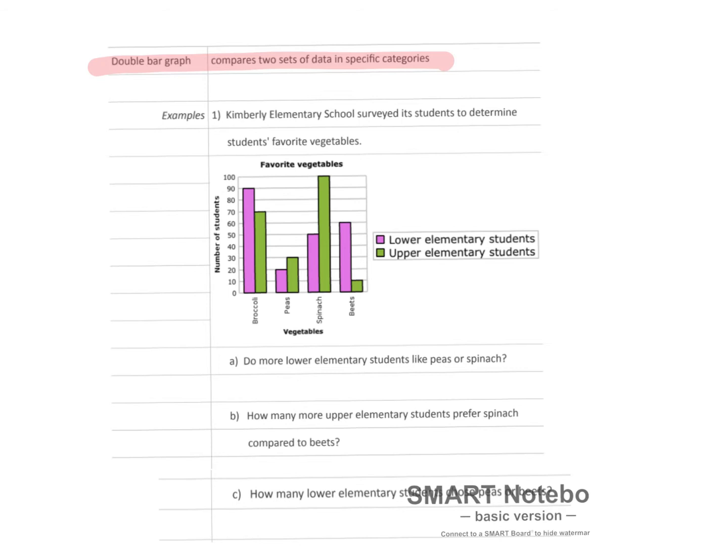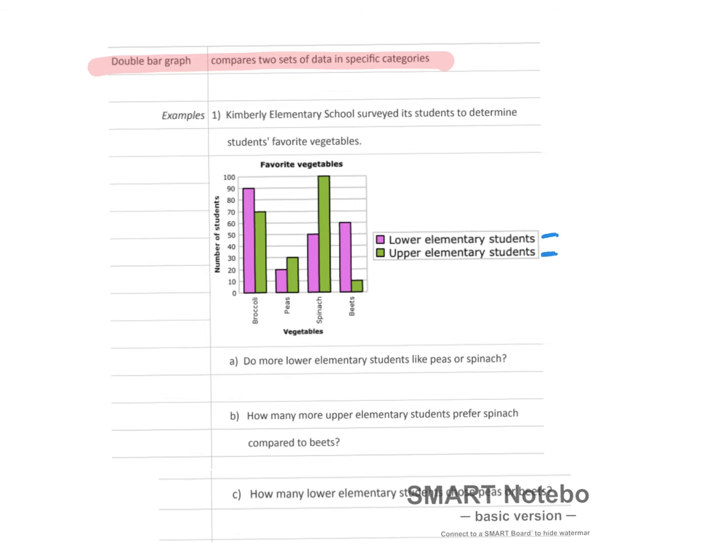Kimberly Elementary School surveyed its students to determine their favorite vegetables. They got broccoli, peas, spinach, and beets. The purple ones are their lower elementary students. The green bars are their upper elementary.